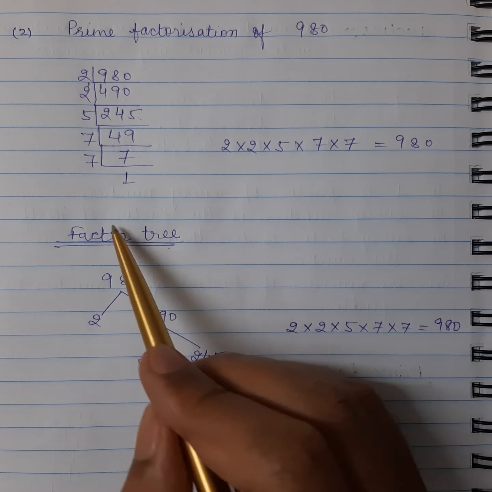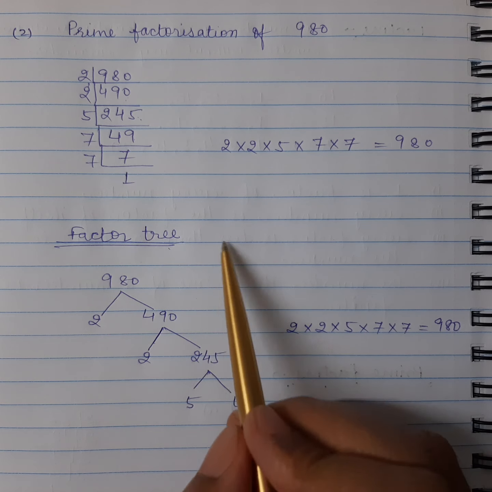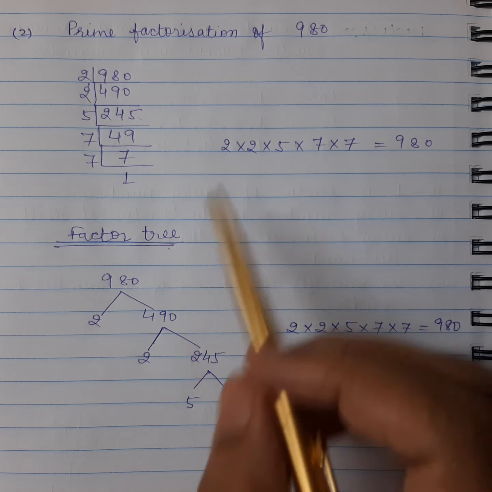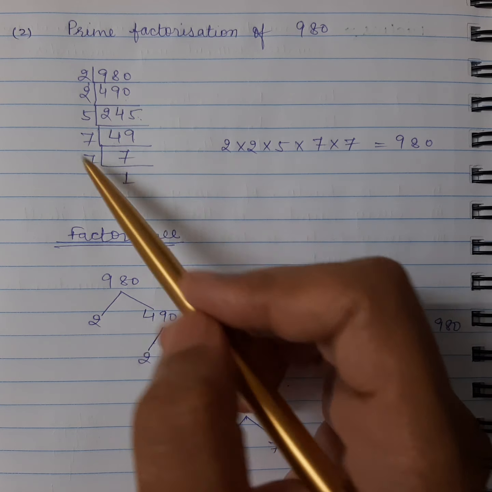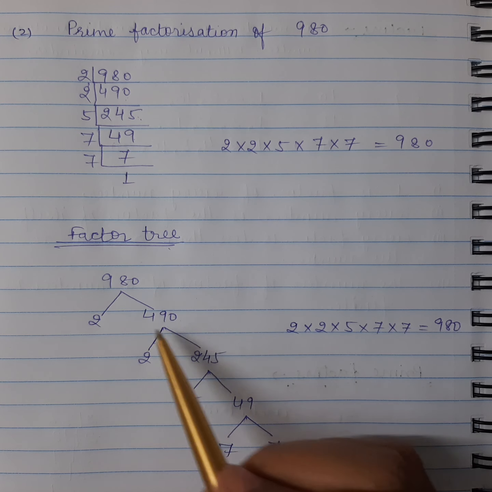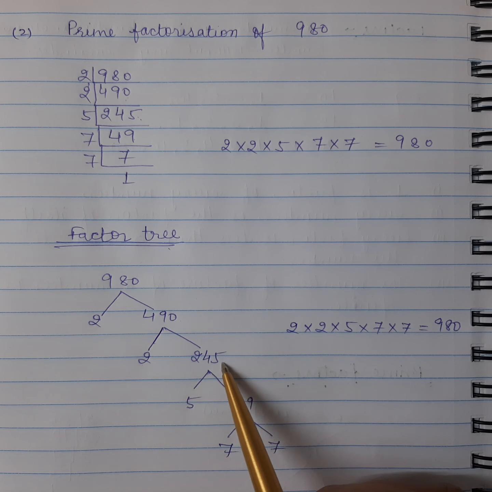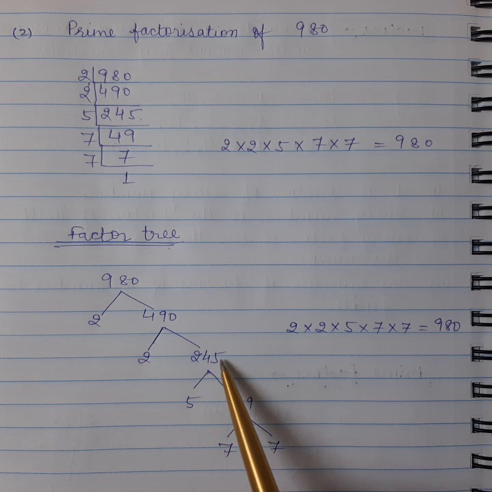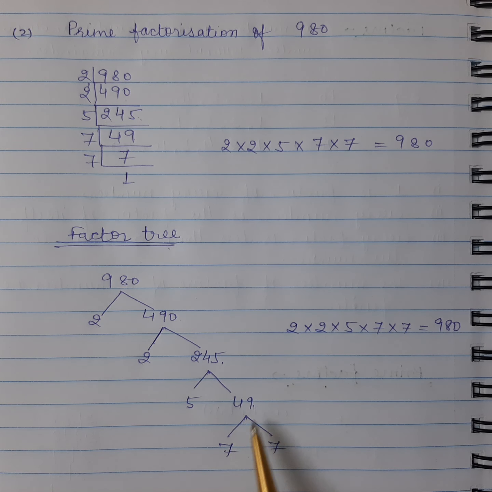We can also do this prime factorization by factor tree. Let's try to do it, but I'd recommend the table method because there are fewer chances of making a mistake. So 980 we can divide into 2 multiplied by 490. 490 can be divided into 2 multiplied by 245. 245 can be further divided into 5 multiplied by 49, and then 49 can be factorized into 7 multiplied by 7. So 2 multiplied by 2 multiplied by 5 multiplied by 7 multiplied by 7 will be the prime factors of 980, and if we take the product of these factors, we'll get 980.